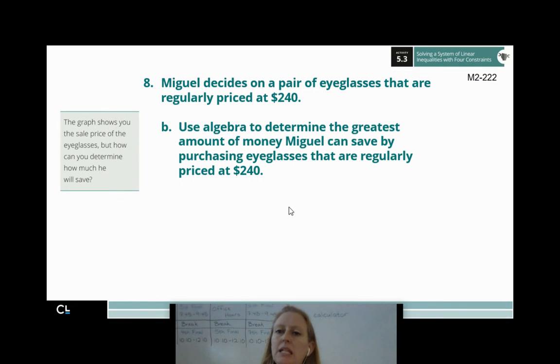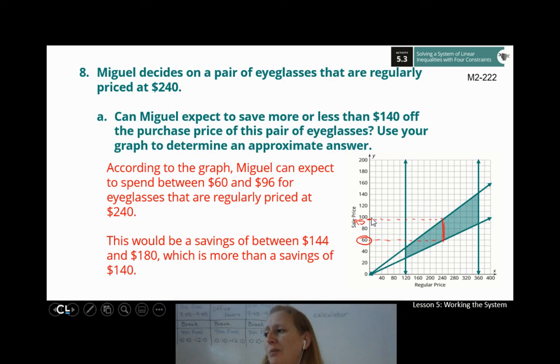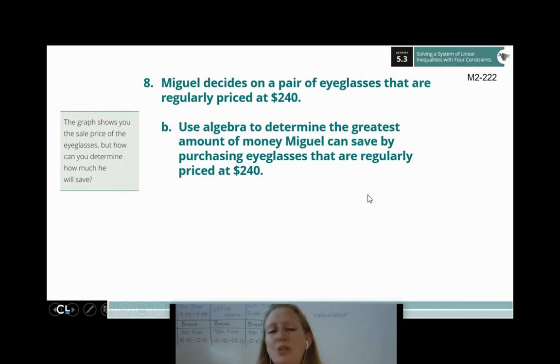Last but not least, let's use algebra to determine the greatest amount of money Miguel can save by purchasing eyeglasses that are regularly priced at $240. Remember how this was kind of hard to estimate, where I was like, well, 95, 96, I don't know, something like that. Can you use our inequalities and use a little bit of algebra to try to figure that out? Go ahead, hit pause to work that out, and then hit play when you're ready to check your work.